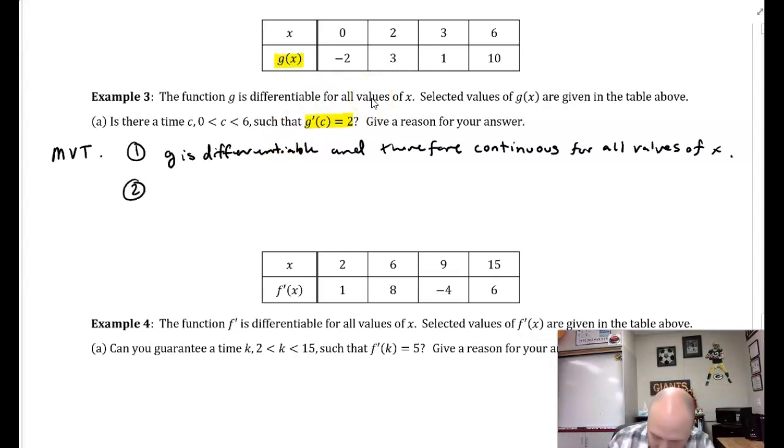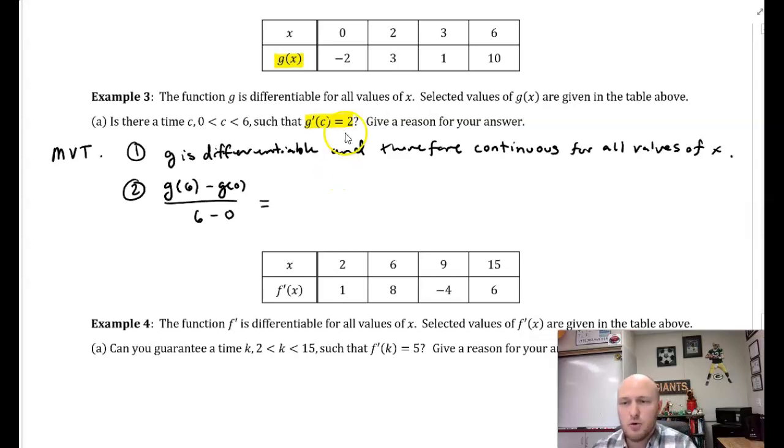Condition number 2. I now need to show that the average rate of change, g of 6 minus g of 0 over 6 minus 0, is equal to 2. And if I do, then the mean value theorem guarantees that there is a c value on that interval. So I'm going to find g of 6 using my table, which is 10, minus g of 0, which is negative 2, so it looks like 12 over 6, which gives us 2. And hey, it is equal to 2.